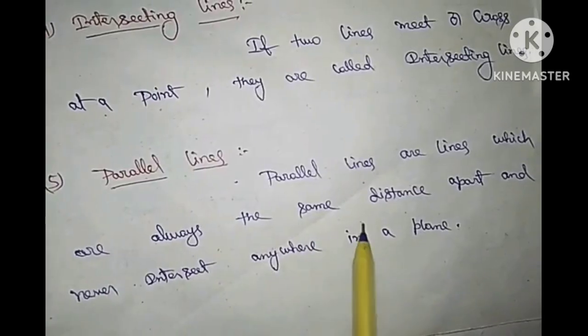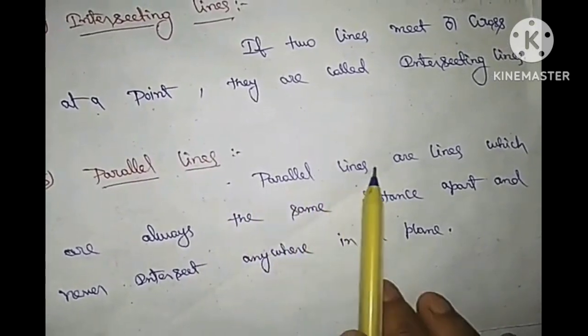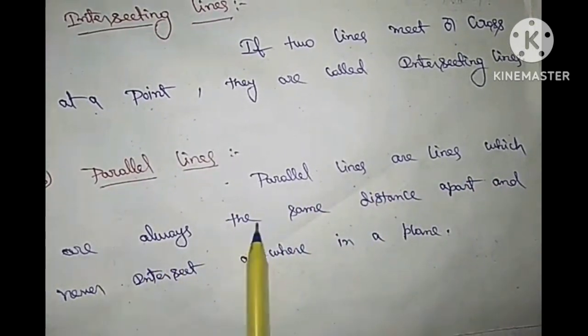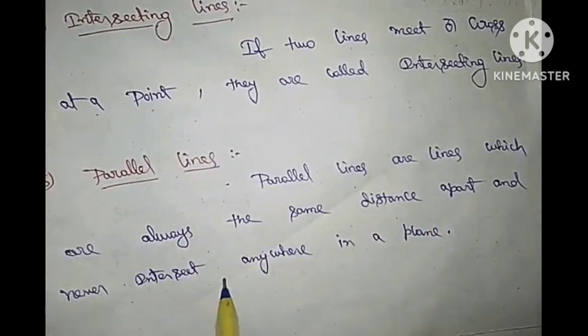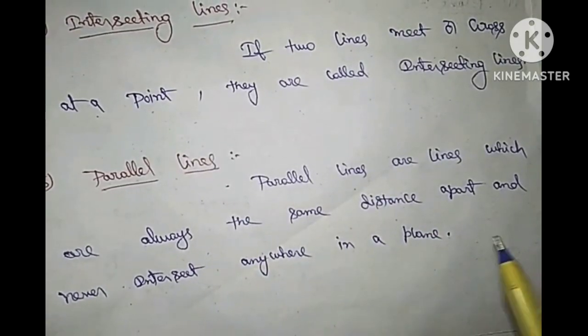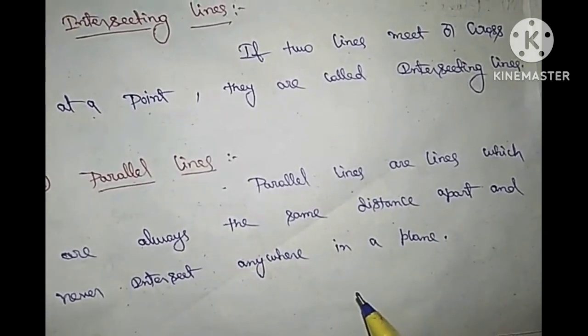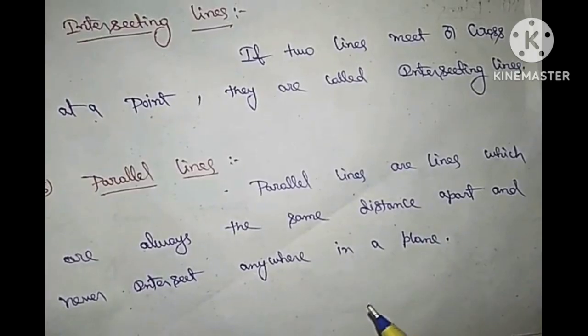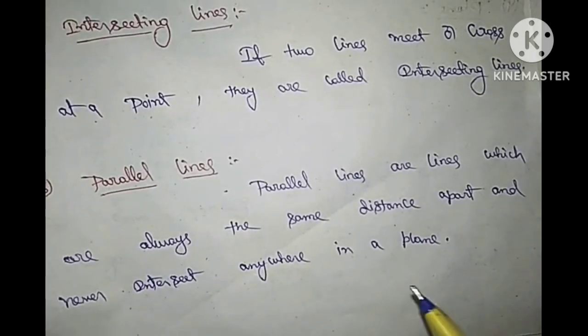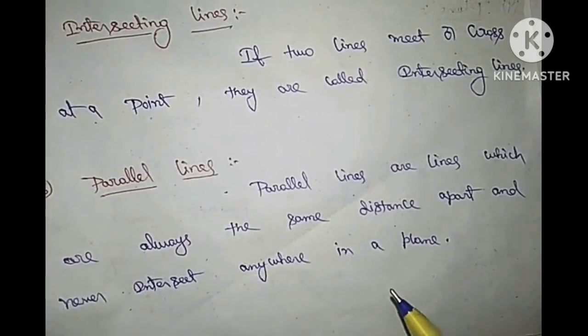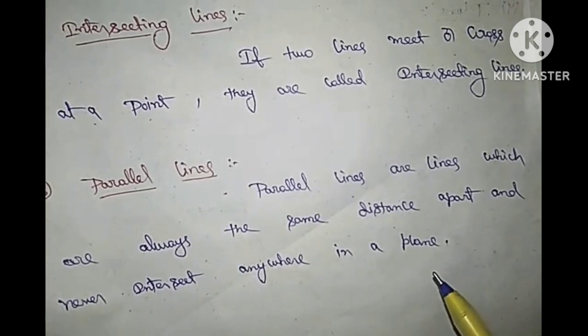Next we have discussed parallel lines. What are parallel lines? Parallel lines are lines which are always the same distance apart and never intersect anywhere in a plane. Like intersecting lines, in intersecting lines what we have read is that they meet at a particular point or cross each other at a particular point. Then those lines can be called intersecting lines.